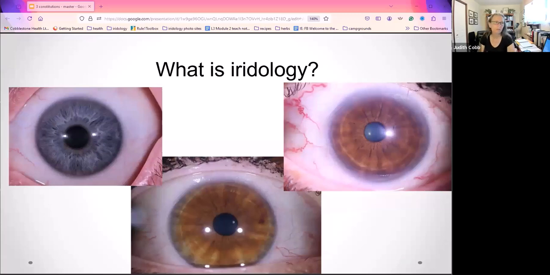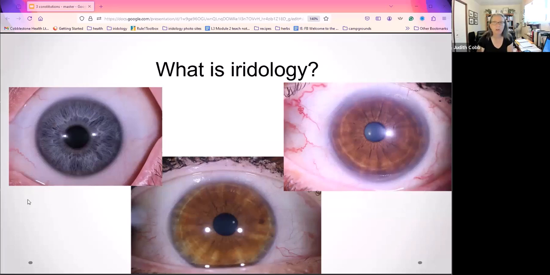We need to start at the very beginning before we actually even learn the three constitutions, which we will be getting into today. We need to understand first what iridology actually is. As we understand that, it's going to help us understand how we can integrate iridology into the client practicing work we do, which will then help us to see the value of doing this in practice, right?